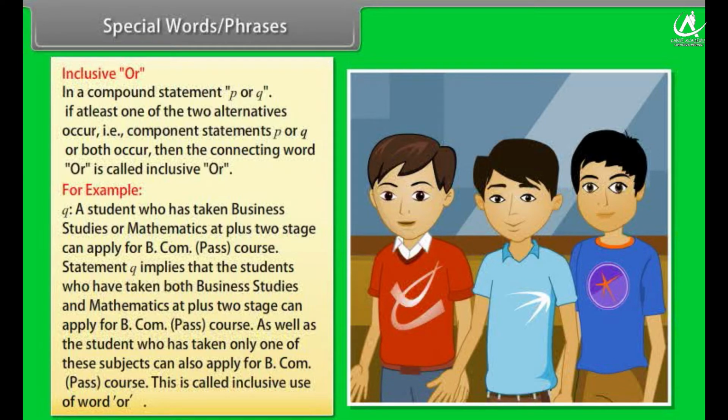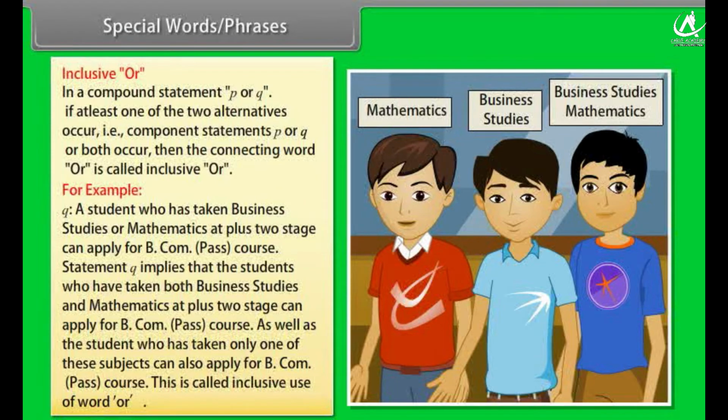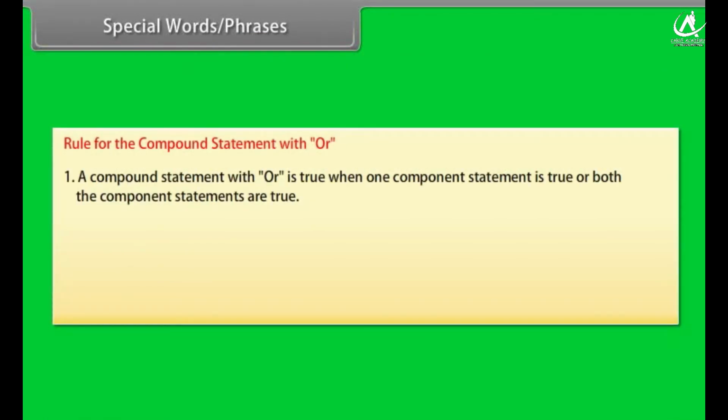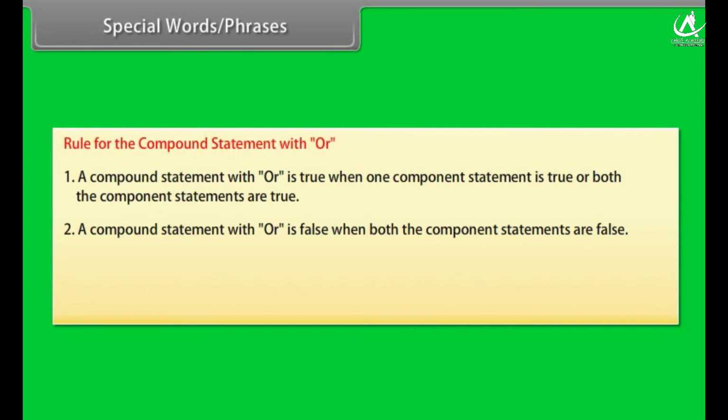Statement Q implies that the students who have taken both business studies and mathematics at +2 stage can apply for BCom pass course, as well as students who have taken only one of these subjects can also apply for BCom pass course. This is called inclusive use of the word or. 1. A compound statement with or is true when one component statement is true or both the component statements are true. 2. A compound statement with or is false when both the component statements are false.